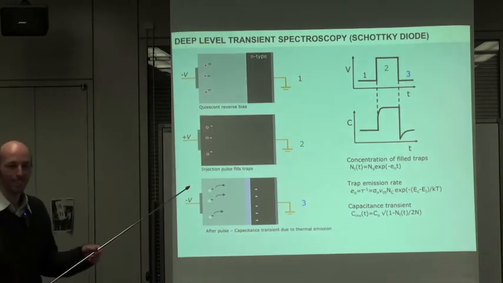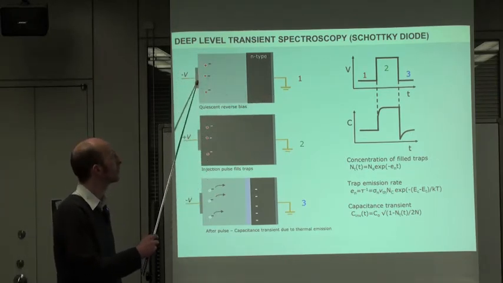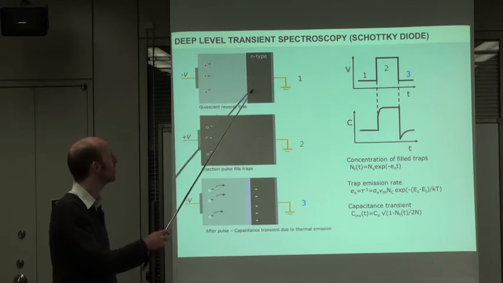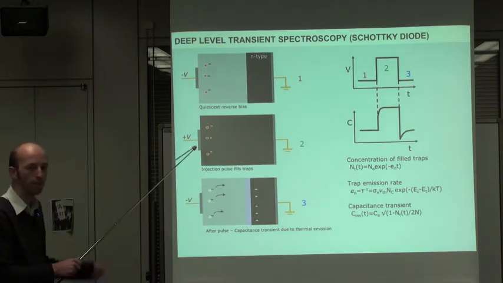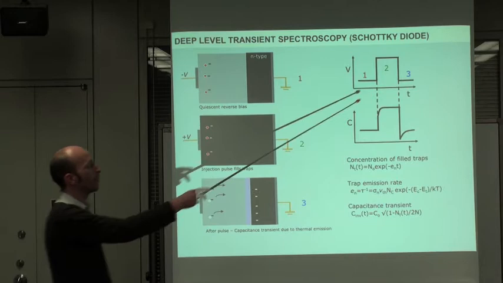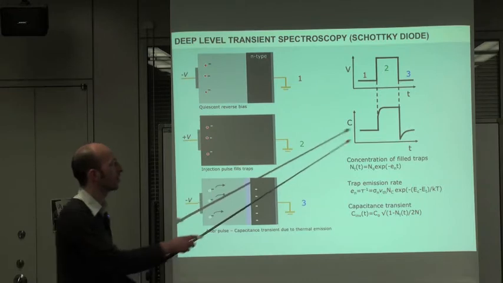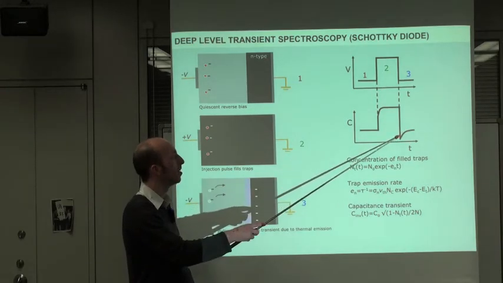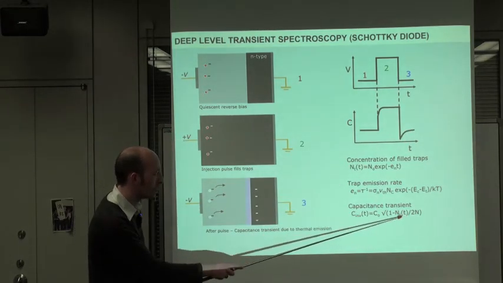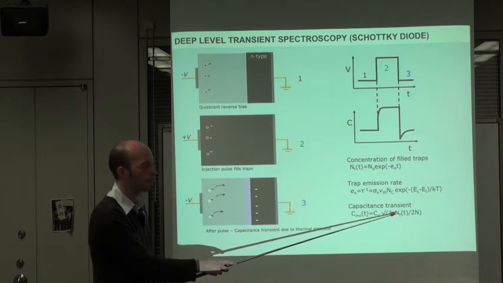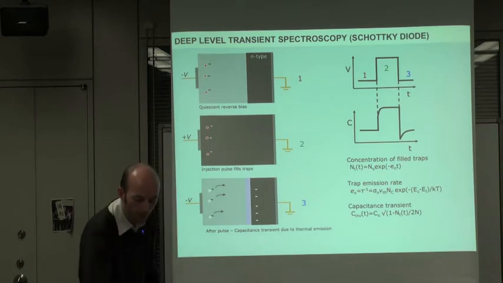Just to describe the technique, if you're not familiar with it, we have a Schottky diode here that's biased up, which causes a depletion region here. We pulse it to bring the electrons up to the surface. It fills these traps, and when we pulse it back down, the traps emit electrons, causing a capacitance transient. We're interested in this transient here, and from that transient, which is described by this equation, we can work out both the emission rate and the concentration of traps.